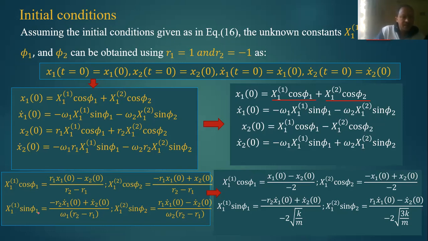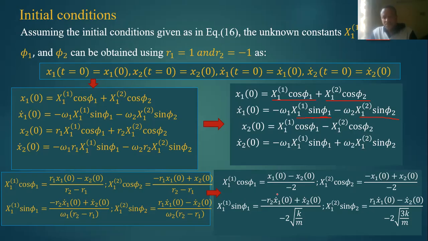Again, x1 of 1 sine phi 1 means this thing, x1 of 1 sine. So from that, which equals this equation, x1 of 2 sine phi 2, we have this equation. So we directly substitute. Our R1 and R2 are known. R2 is minus 1, R1 is plus 1, so it gives minus 2. Here also the same thing.